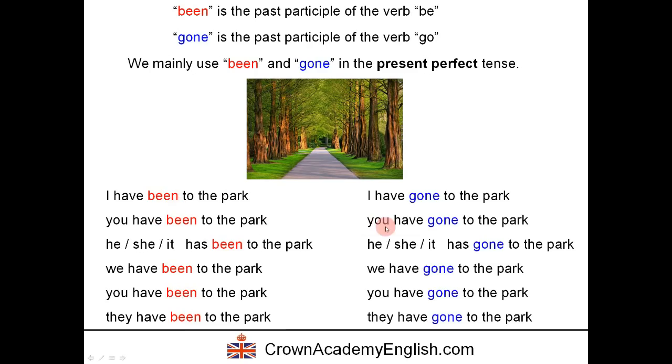Okay? And we have the same for gone. So we have I have gone to the park, you have gone to the park, he, she, or it has, with an S, gone to the park. And then it's the same. We have gone to the park, you have gone to the park, they have gone to the park. So that's the grammar. That's the form of been and gone in the present perfect. So now let's look at the meaning and the use and the difference.